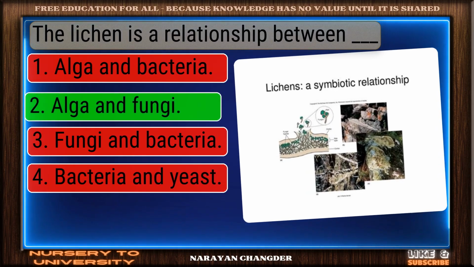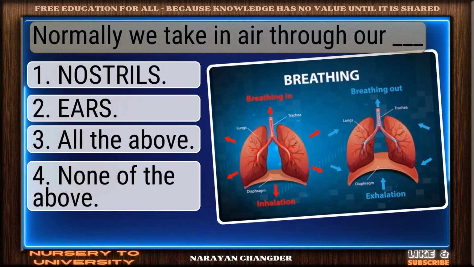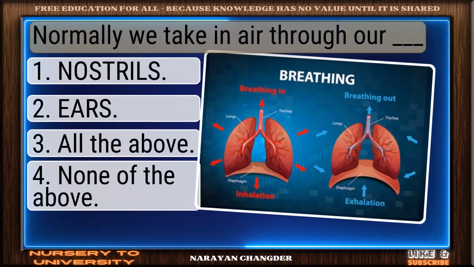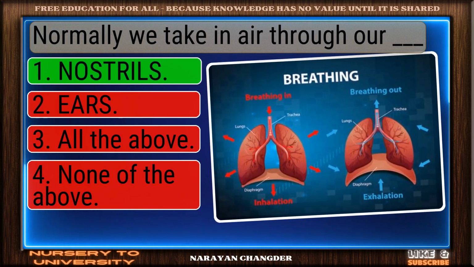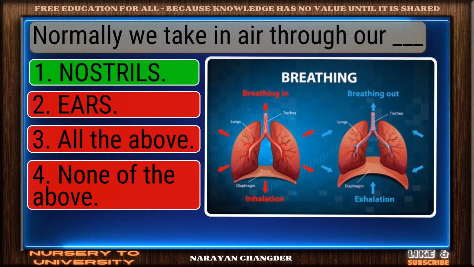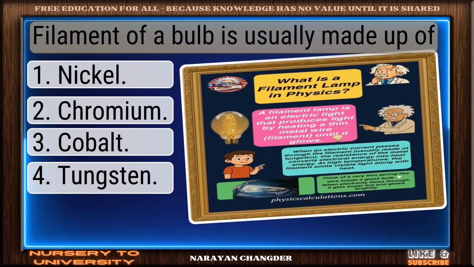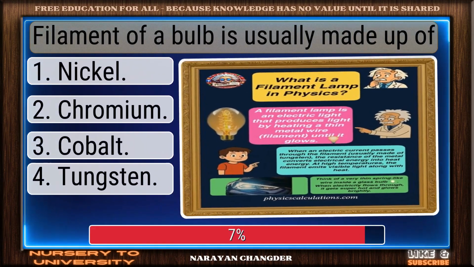Smart pick. Alga and fungi is the correct choice. Question number 117. Normally we take in air through our dash. Clear logic. Your choice nostrils is sound and 100% true. Question number 118. Filament of a bulb is usually made up of?